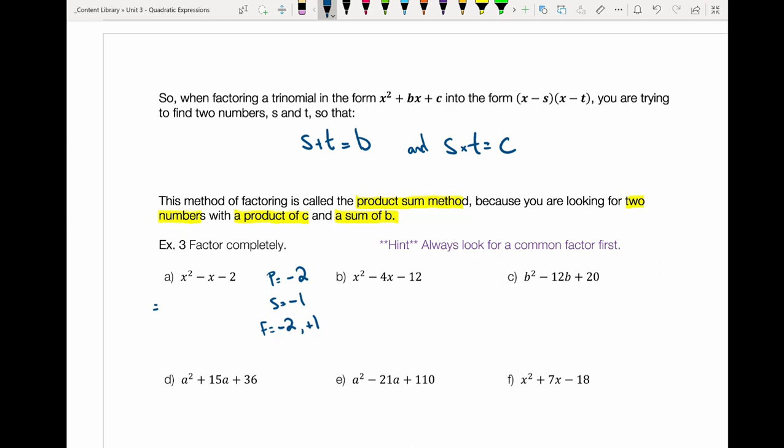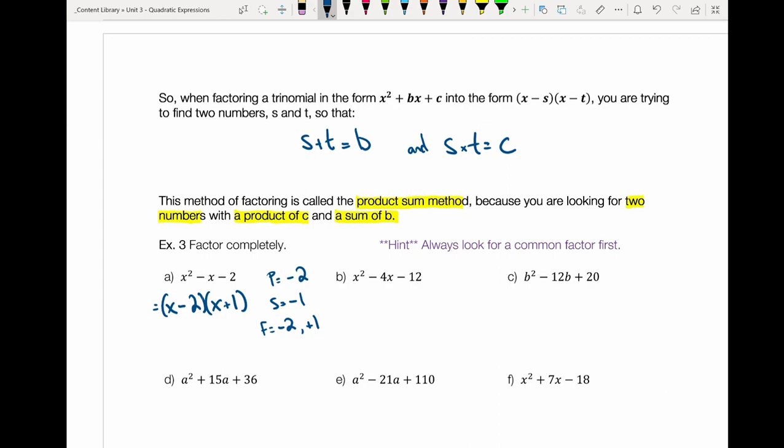But because we have to have that sum of negative 1, we know that the larger number has to be negative. So my variable is x, and I'm just going to take my two factors, or the two numbers that I found. In this case, negative 2 goes in one bracket, and plus 1 goes in the other bracket. And that's my factored form.